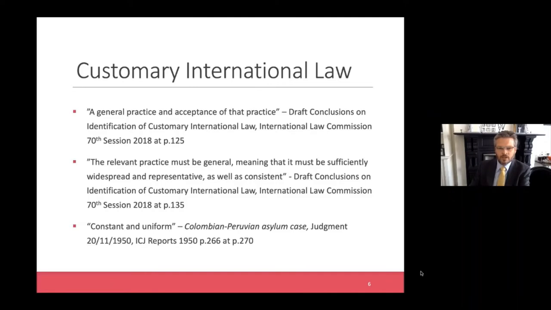The controversy lay not in the use of customary international law as a source. Where a rule of customary international law can be identified, it is accepted as binding. Indeed, some court texts expressly refer to customary international law as a source of law, for example, Article 3.2 of the KSC statute. What is looked for is a general practice and acceptance of that practice as law. The relevant practice must be general, meaning that it must be sufficiently widespread and representative, as well as consistent. A rule of customary international law is one which is created and sustained by constant and uniform practice. The controversy lay in what the ICTY Appeals Chamber identified as customary international law and the basis on which it claimed to identify the rule. The next slide, please, Andrew.